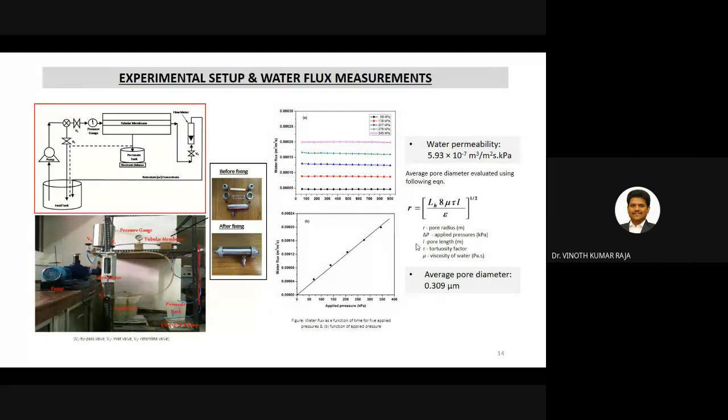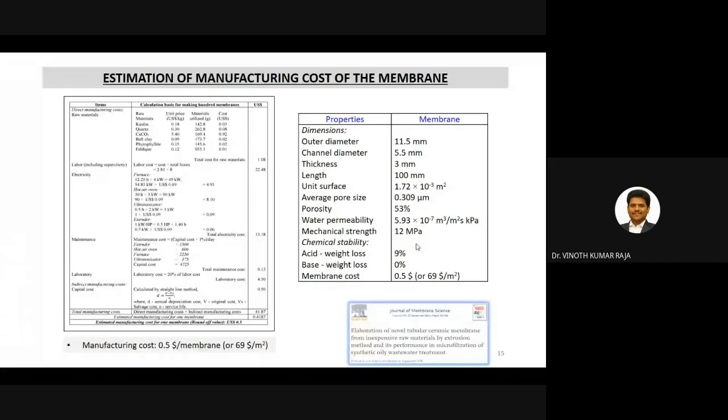Sorry, 10 micrometer. So in addition to that, we also calculated the manufacturing cost for the prepared membrane. That manufacturing cost can be calculated at a laboratory level, which includes direct manufacturing cost and indirect manufacturing cost. The direct manufacturing cost includes raw materials, labor cost, electricity cost, maintenance, and laboratory cost. The indirect manufacturing cost includes the capital cost for fabrication of this membrane.